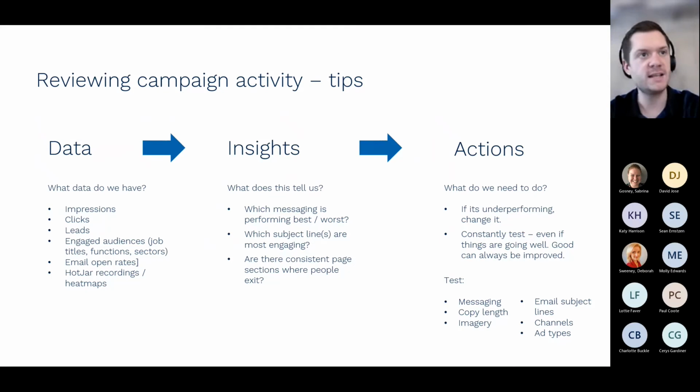Which subject lines are the most engaging, and are there consistent page sections where people are leaving our website? Is it the form? Is it that they're not getting past 57% of the page, not getting past the fold? We need to bring more useful information up to get their intrigue, to get them to extend the page scroll. And then ultimately, what do we need to do off the back of it? If it's underperforming, so if it's the worst performing ad or the worst performing social image, we need to do something differently. We need to change it. We need to test something else.